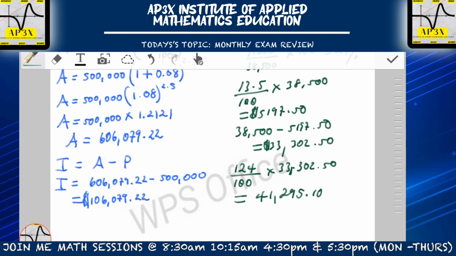Let me know in the comments if, when you worked out 24% over 100 times 33,302.50 and added it back to the total, you got the same value as I did. But I felt like this is a much smarter and more efficient way of getting to the answer. So this is the amount that is currently owing, including the interest that was charged.